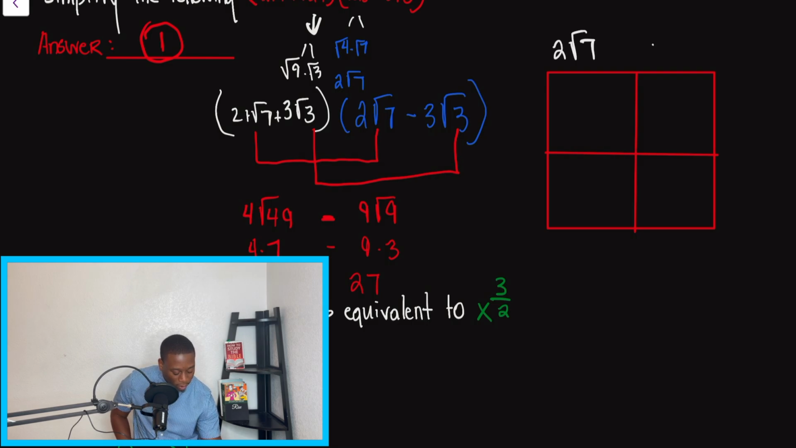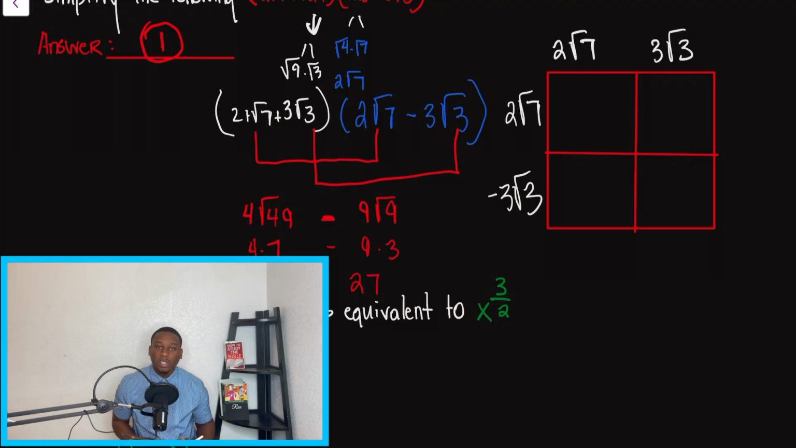So we have 2 radical 7, then we have 3 radical 3, and then we have 2 radical 7, and then negative 3 radical 3. So as I go through this problem again, we're going to get the same answers. So we have 4 radical 49, right? That turns into 4 times 7, which equals 28.